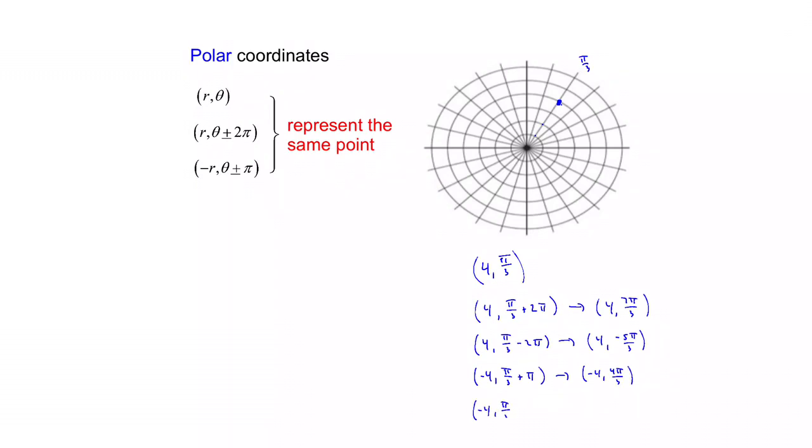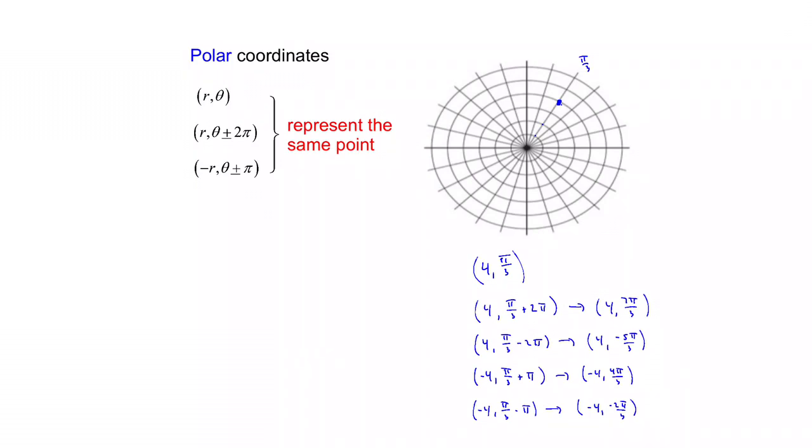Or if I subtracted pi, that would leave me with negative 4, negative 2 pi over 3. So are these the only points that we could use to label that point?